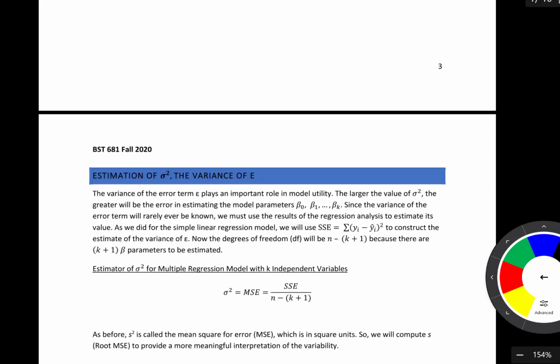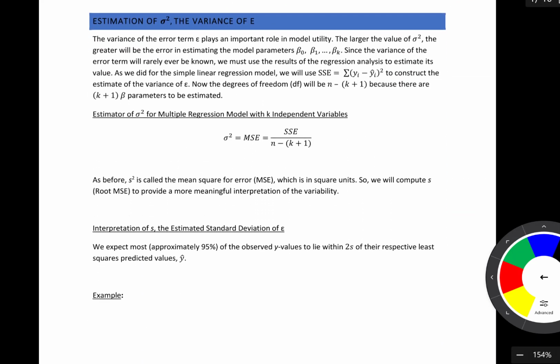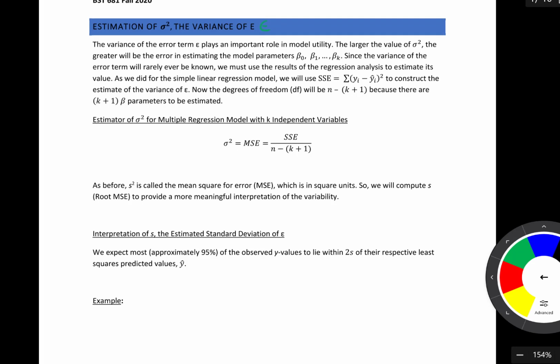Next, we're going to look at the estimation of the variance of epsilon. And so, Word has changed this on me. That should be an epsilon, not a capital E there. So the variance of the error term plays an important role in model utility. Again, the larger the value of sigma squared, the greater will be the error in estimating the model parameters. And so, just like we did before, what we're going to use to help us estimate sigma is we're going to look at the MSE.